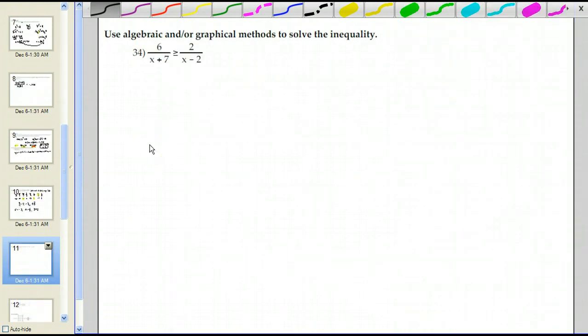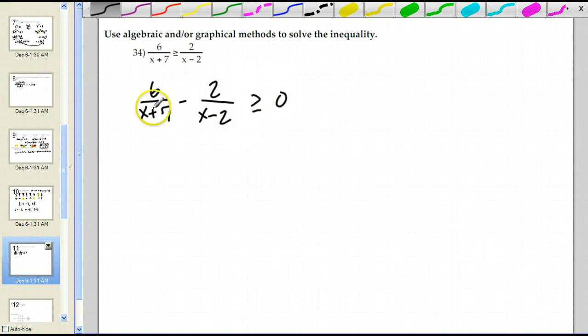Alright, use algebra or graph methods to solve that inequality. I'm going to do it by hand. So when you're doing one like this, what you want to do is bring everything to one side. Alright, and once you got it over there, you want to get a common denominator. So our common denominator is going to be just the product of those two things, x plus 7, x minus 2.